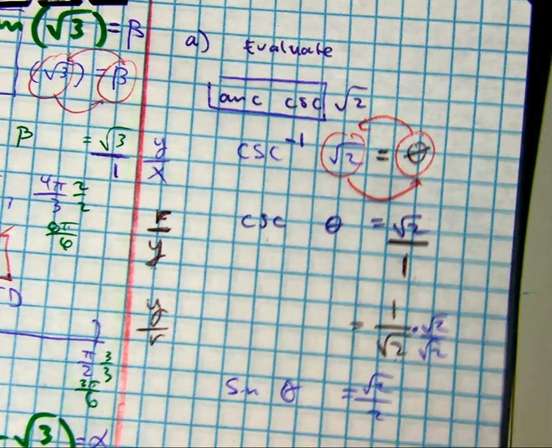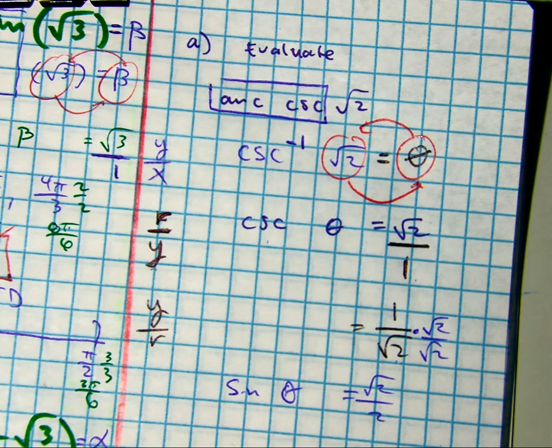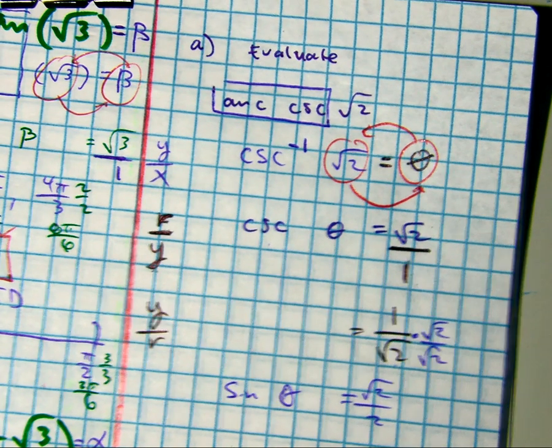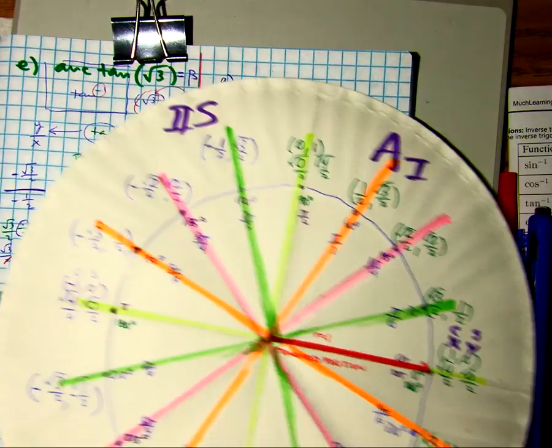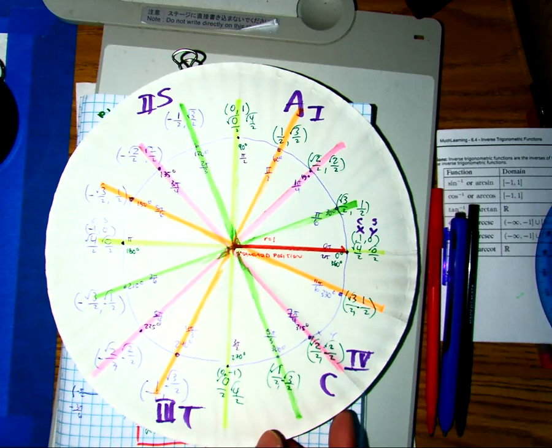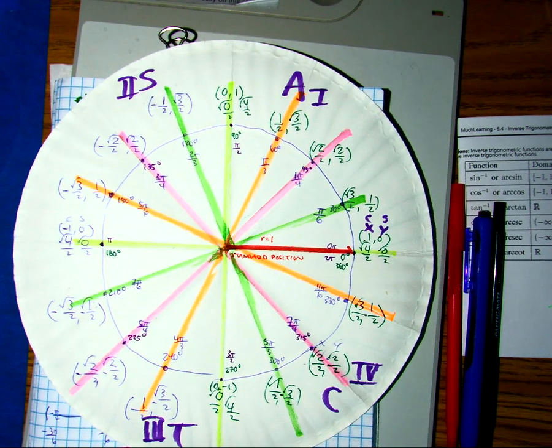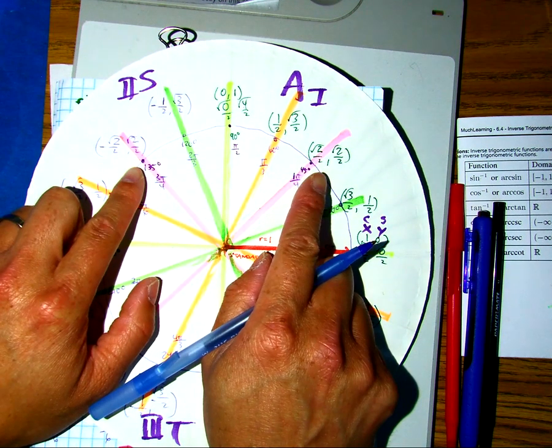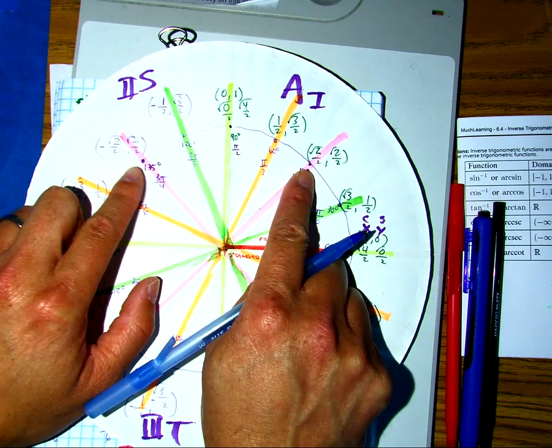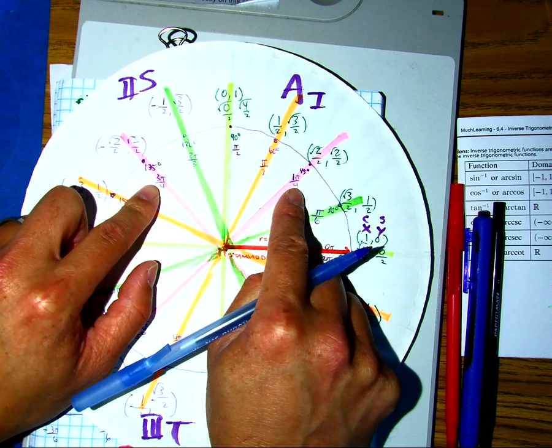Okay. Put your finger where sine is positive. Where is sine positive? Quadrants 1 and 2. Remember, sine is a second order pair, so 1 pi over 4 and 3 pi over 4.